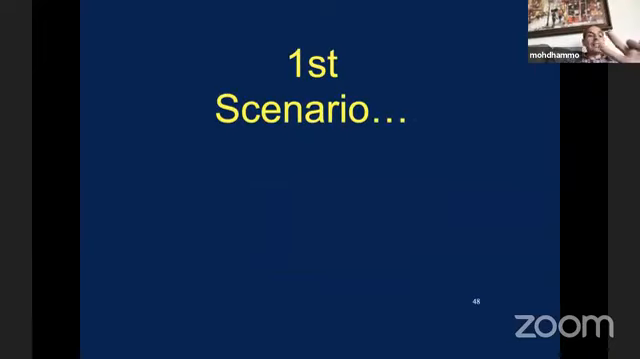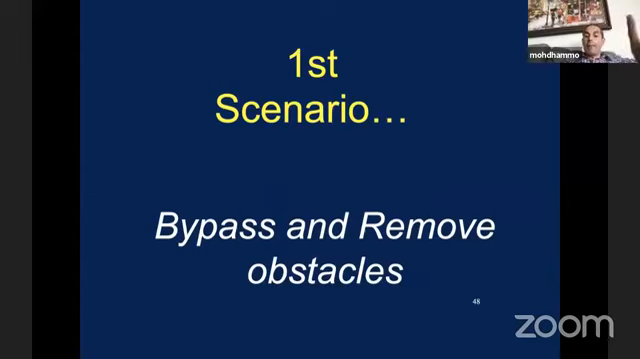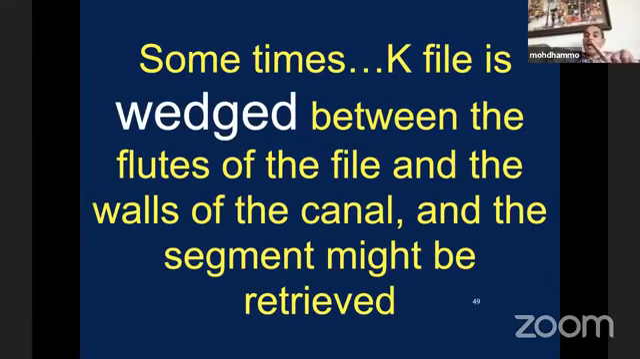We have 3 scenarios in case of bypassing. First scenario, bypass and remove the fragment. So sometimes the K file is wedged between the flutes of the broken file and the wall of the canal, and the segment might be retrieved.